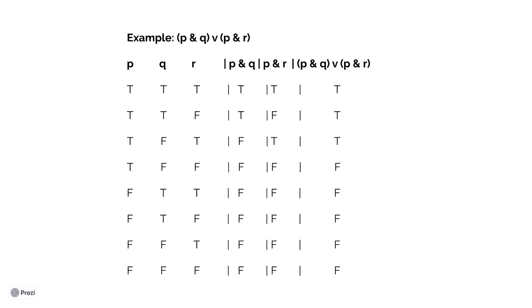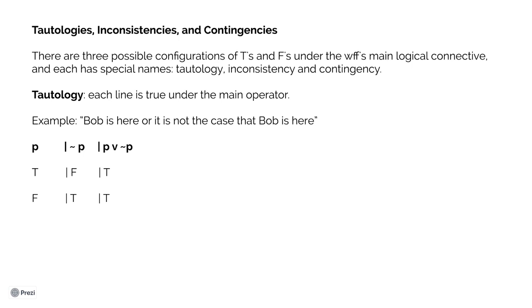Now, there are three possible configurations that we might encounter under a well-formed formula's main logical connective, and each has a specific name. We are either dealing with a tautology, an inconsistency, or a contingency. In the case of a tautology, each line is true under the main operator. So in the example, either Bob is here, or it is not the case that Bob is here, P or not P. Based on what we now understand concerning the truth value of the operator disjunction, you will notice that in either case, whether P is true while not P is false, or P is false while not P is true, our overall proposition remains true. Bob is here or Bob is not here. That is a tautology, or something that is true in every possible situation.